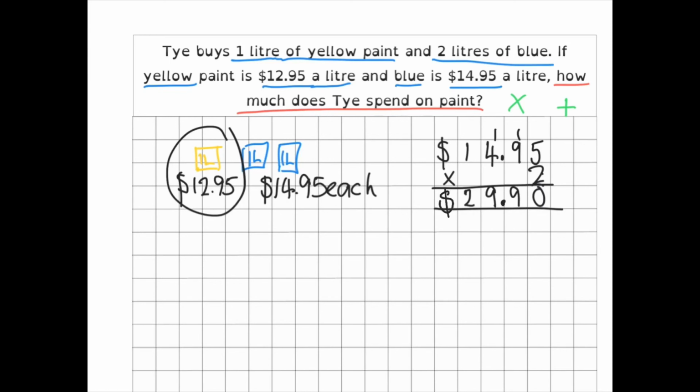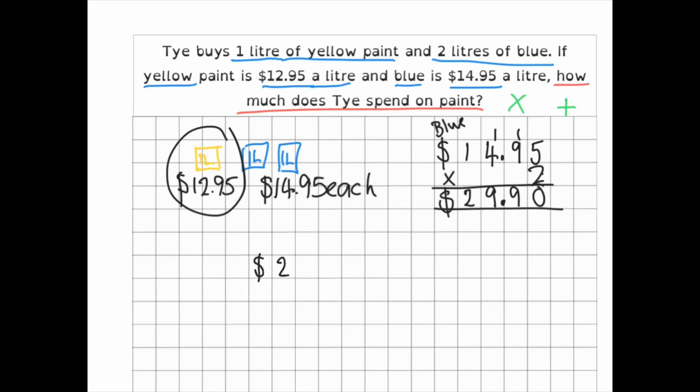And dollars because it's a dollar sign. This is the point people go wrong, so I hope you're listening. This is how much blue paint costs. Now, I don't want you to forget, we've got to check our question. It says, how much does Ty spend on paint? And he's bought 1 litre of yellow and 2 litres of blue. So the next part, and this is the part that people just go, yep, I've worked out my 2 sections, I'm done. But you've actually got to add them together.